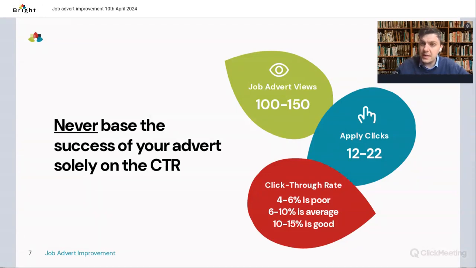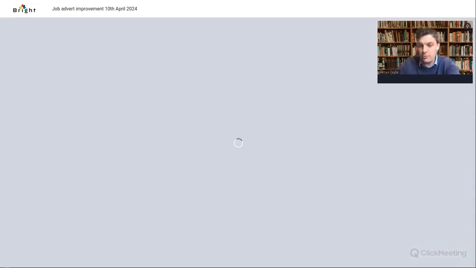And we know that the application forms for the education sector, the ones that you have to use as part of safer recruitment, can put people off and can impact your ability to convert people. So this is really what you should be aiming for.